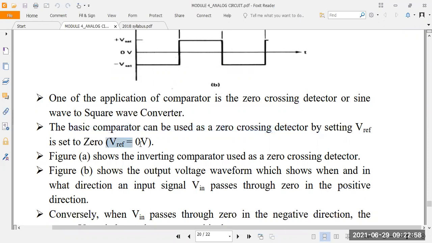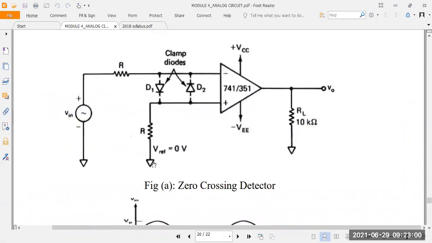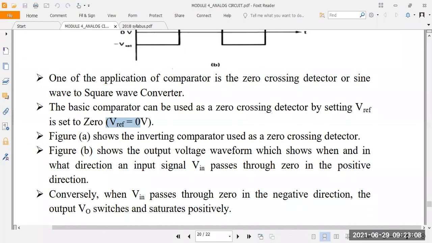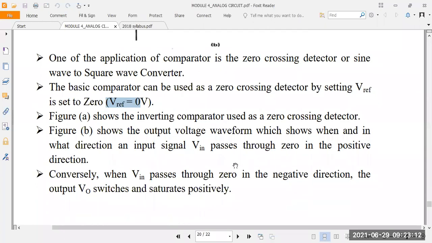Here they have taken V reference as zero voltage, right? Because it is connected to ground. Ground is nothing but completely zero voltage. So set the V reference to zero. Then you take V in for the inverting terminal, and V reference for the non-inverting terminal.